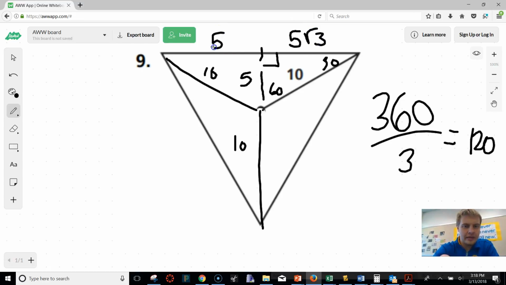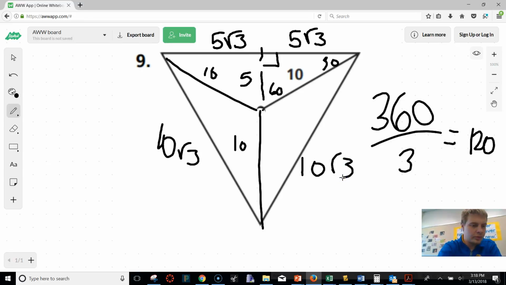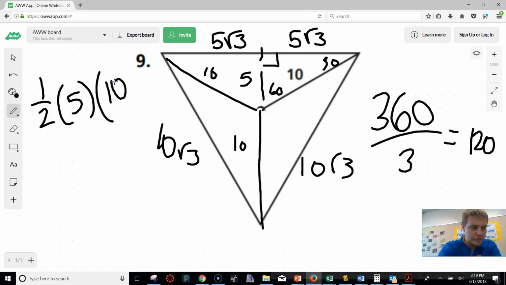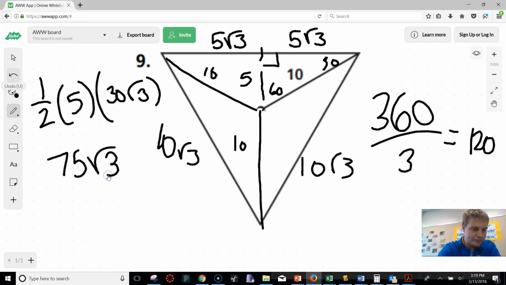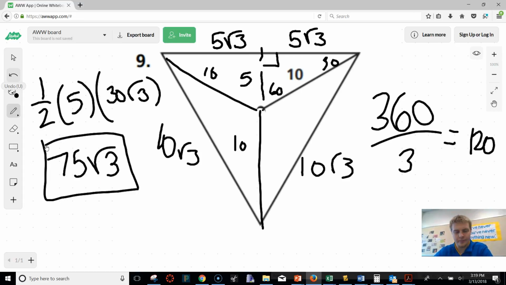Well, that again is half that side, so that's 5 radical 3, which means all the sides are 10 radical 3. And then we just get to use the fancy formula we know, which is 1/2 apothem, which is 5, times the perimeter, which would be 10, 20, 30, 30 radical 3. And if you multiply all that together, you'll get 2.5 times 30, and 2.5 times 30 is 75 radical 3. And that's your answer. Okay?